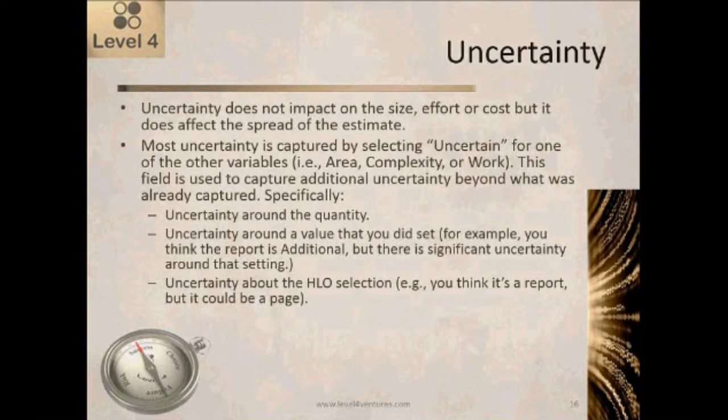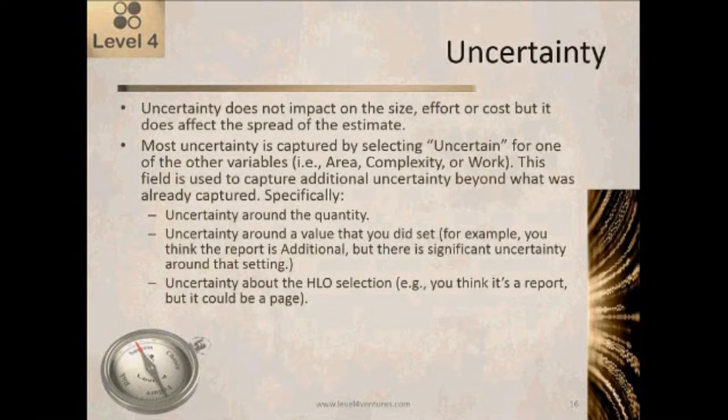There's a column for uncertainty, and uncertainty, when you enter something in there, does not impact the size, the effort, or the cost of your estimate. However, it does have an impact on the spread of the estimate. Most uncertainty is captured by selecting uncertain for one of the other variables. So for example, area, complexity, or work. This particular field is used to capture additional uncertainty beyond what was already captured.